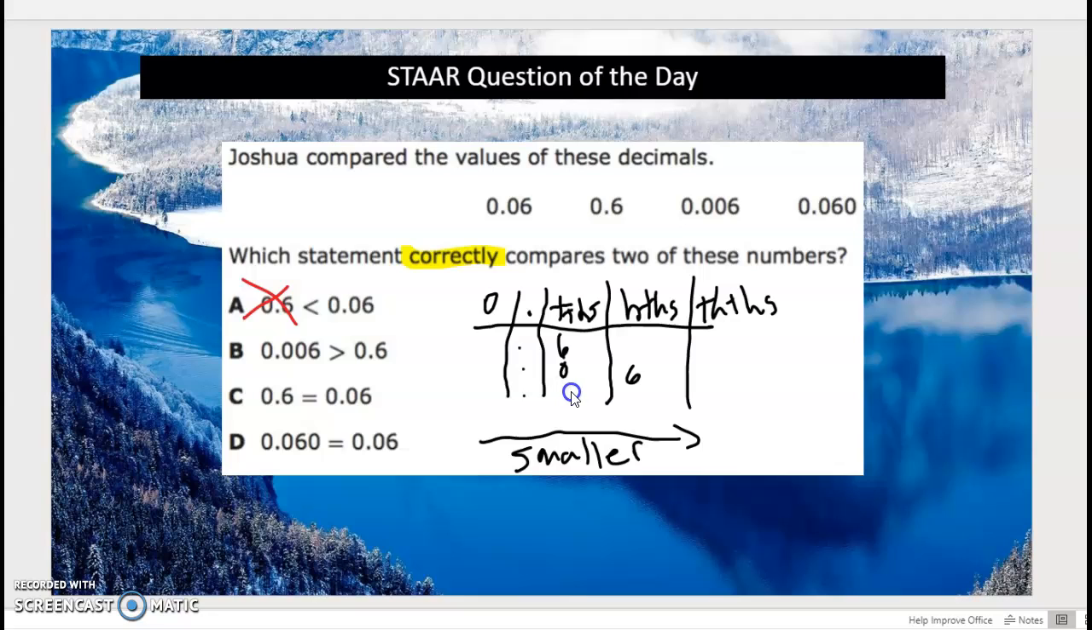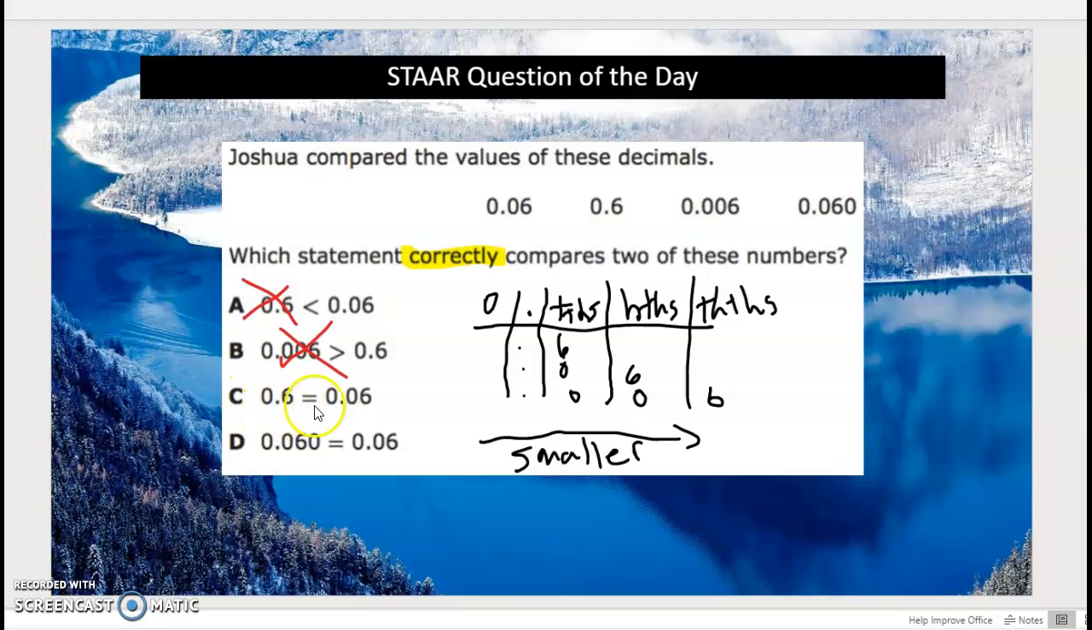Here we have 6/1000 because I have a 0, a 0, and a 6. Here is 6/1000 greater than 6/10? Well, no, we know that this place value is the largest of the three that we have behind the decimal. So the 6 that's in this place value has to be bigger because I have a 0 here. So that's not true. Okay, let's look here.